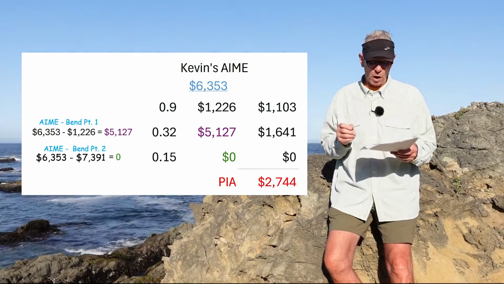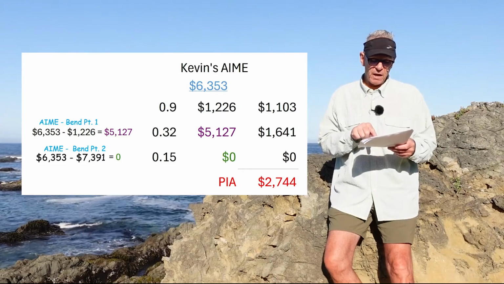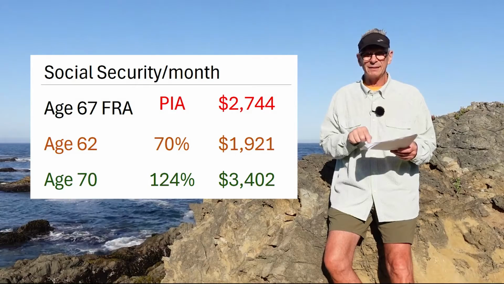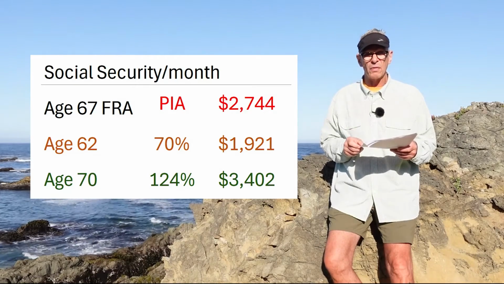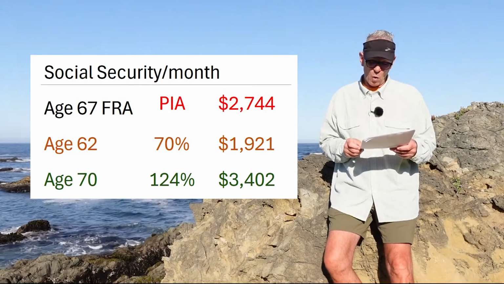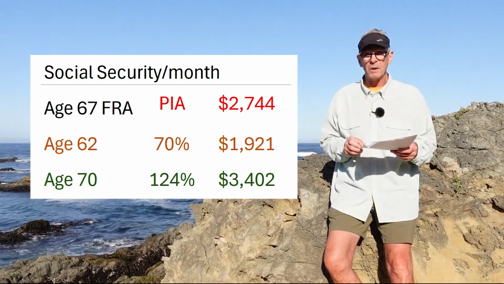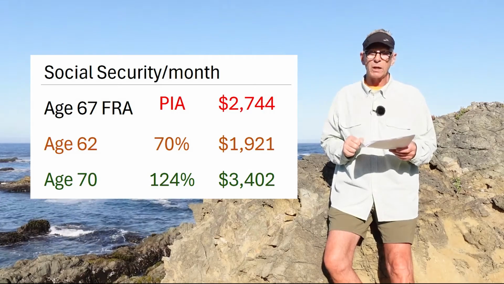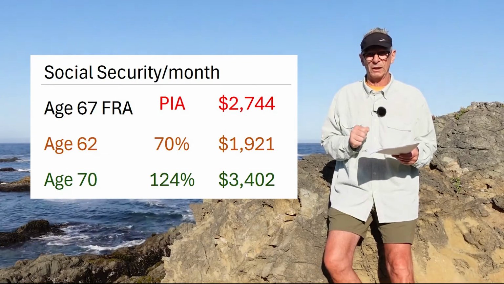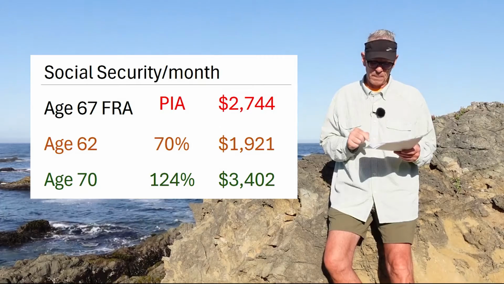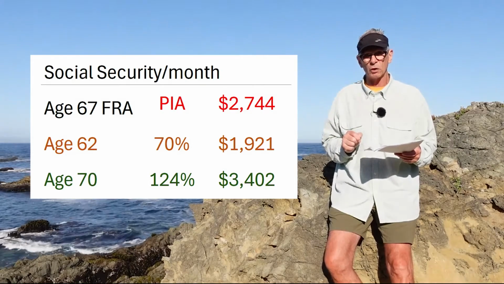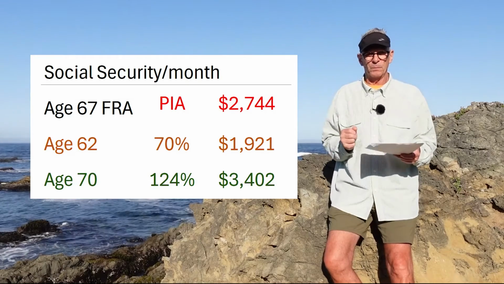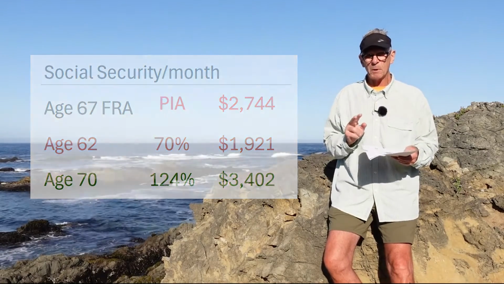Now, obviously, it will go up. If I collect Social Security at age 62, I will only get 75% of that PIA, or $1,921. If I wait until age 70, I will collect 124% of the PIA, or $3,402. Now, everyone can increase their primary insurance amount, and it can happen in two ways.